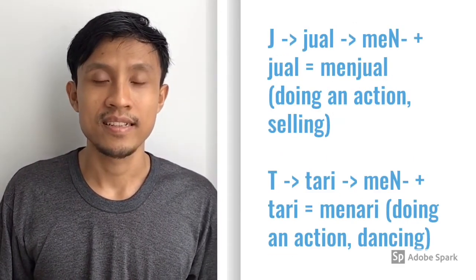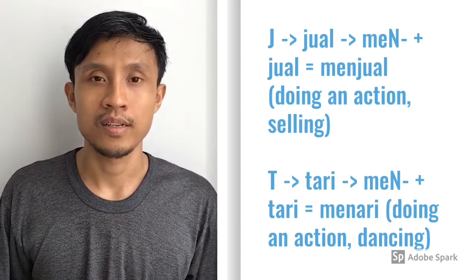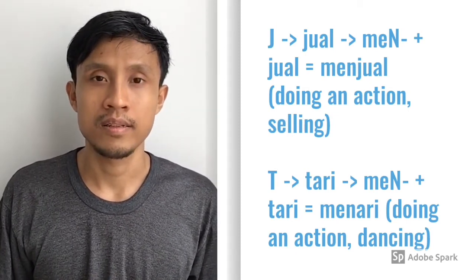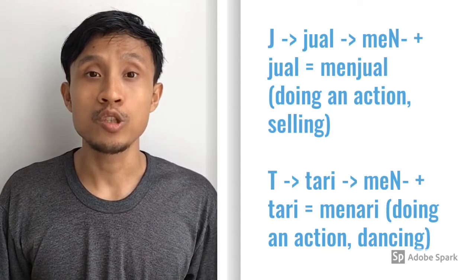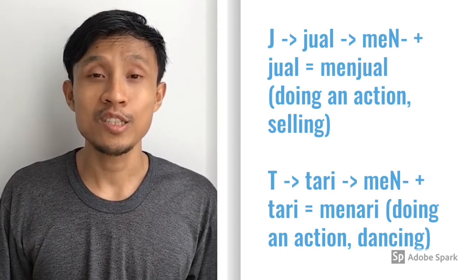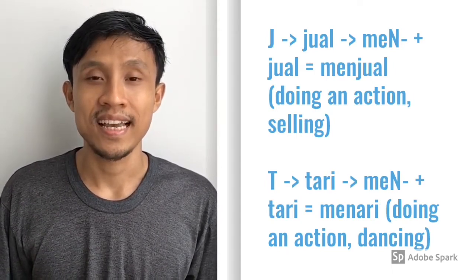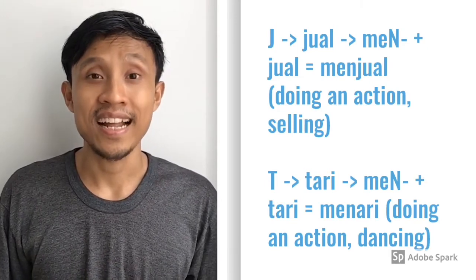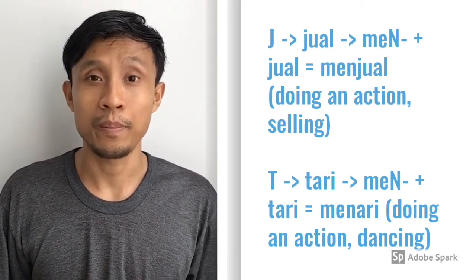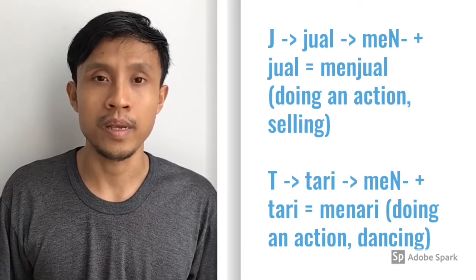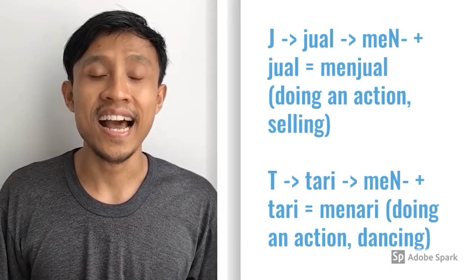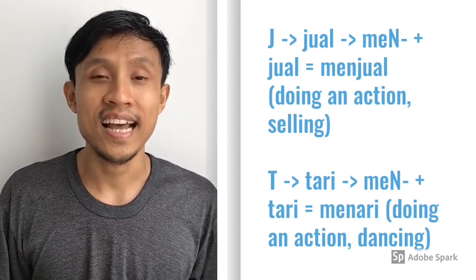J, jual, we put prefix me, becoming menjual. And then T, tari, we put prefix me before the word, becoming menari. Here we can see that we omitted the T sound, so the word becomes menari, not mentari.